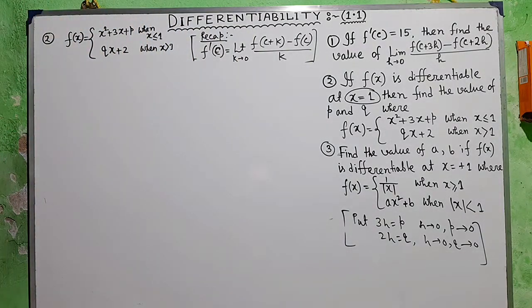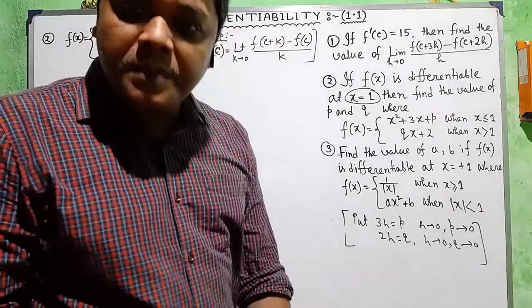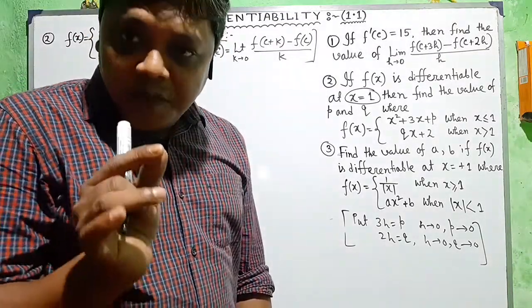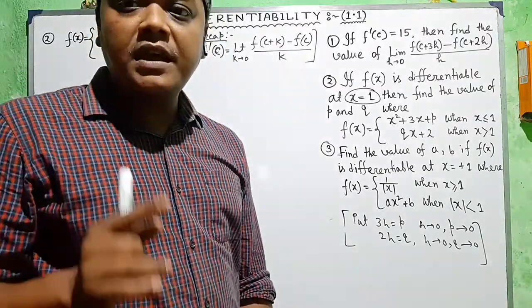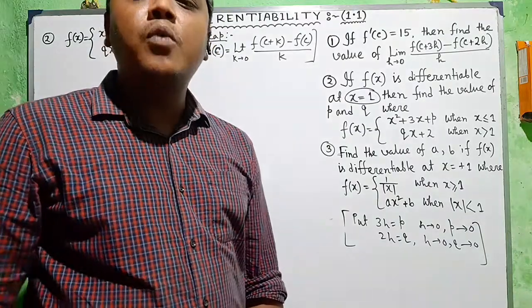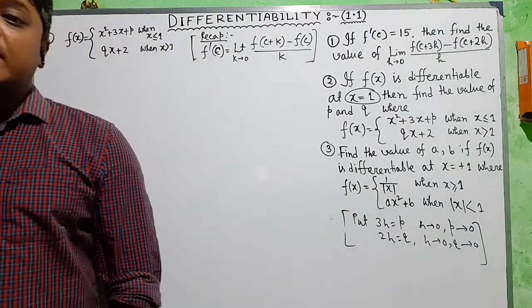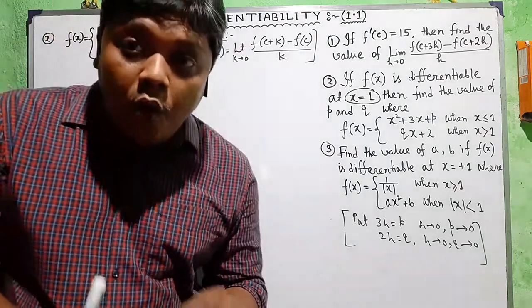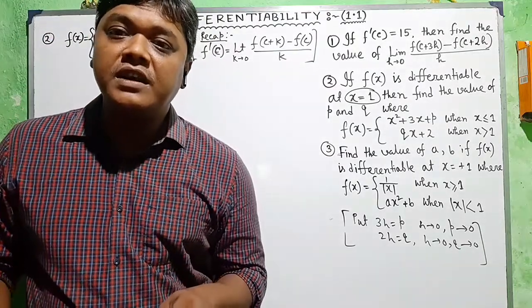It is saying that I have to find the values of p and q such that the function is differentiable at the point x equals 1. In the previous lecture, we have already discussed when any function is differentiable.